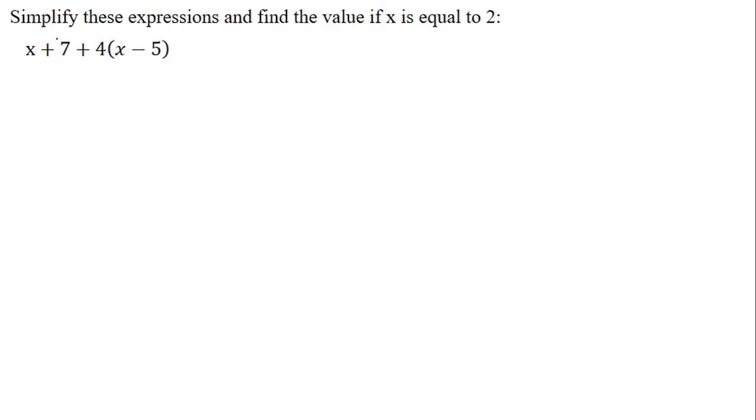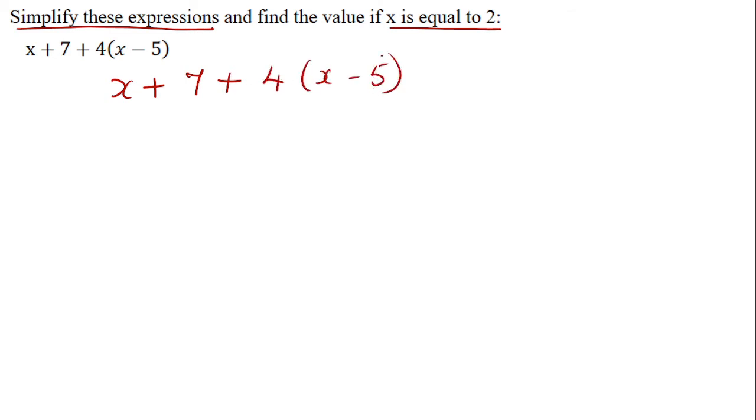These problems are slightly different from the previous problems. Here they've asked you to simplify these expressions and then find the value of the expression if x is equal to 2. So let us first simplify the expression. This is the given expression, x plus 7 plus 4 into x minus 5. Now this is an algebraic expression with 3 terms, 1, 2 and 3 terms. So how are you going to simplify? What do you mean by simplifying? You need to remove the brackets.